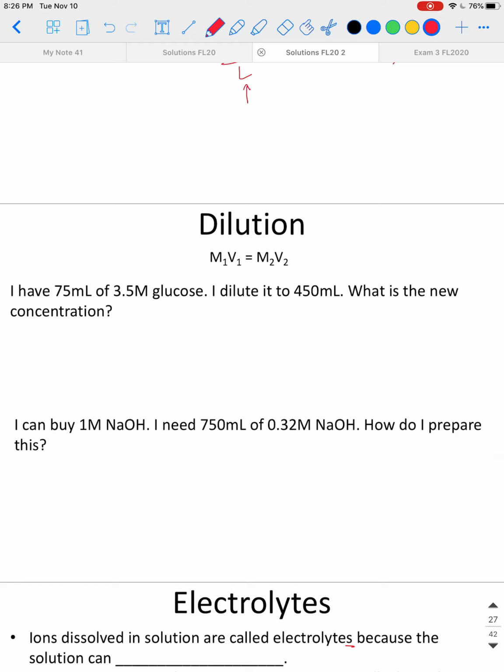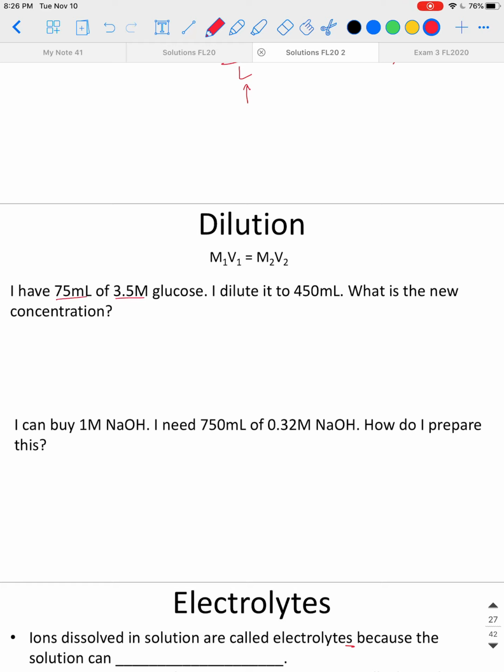Okay? So let's actually look at a couple of these. Essentially the way these work, you have 3 of the 4 pieces, and you're going to cross divide in some regard to solve for the 4th piece. So here it says I have 75 milliliters of 3.5 molar glucose. So this is our initial, M1 and V1. Then it says you dilute to 450 milliliters. So this is definitely V2, this is definitely V1, and this is your initial concentration. Then it says what is the new concentration? So you're solving for M2.